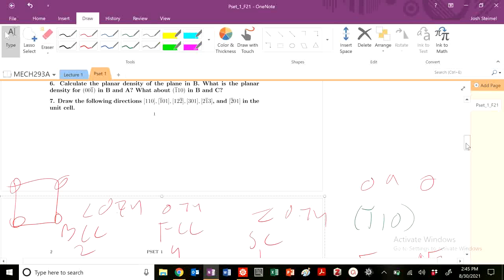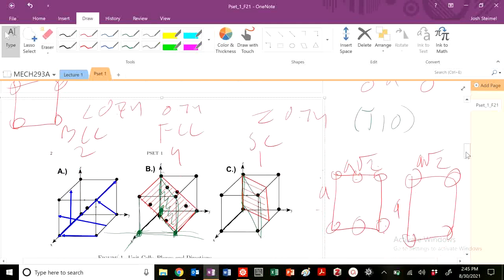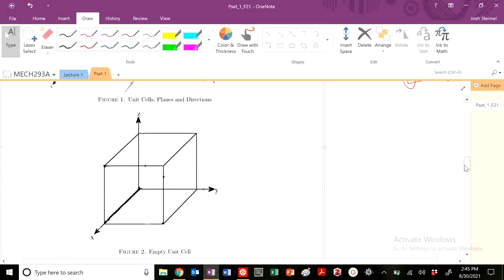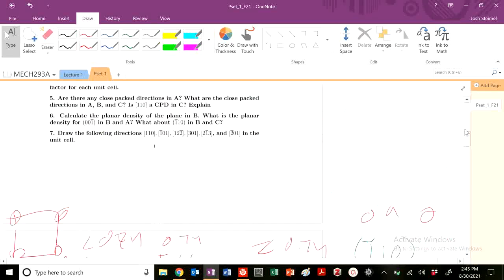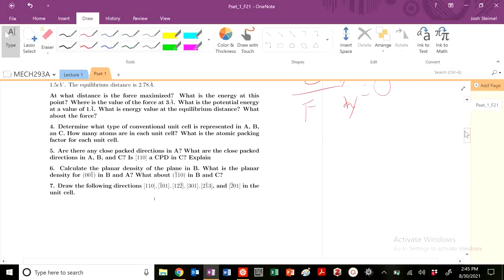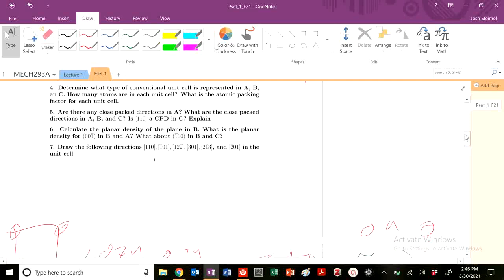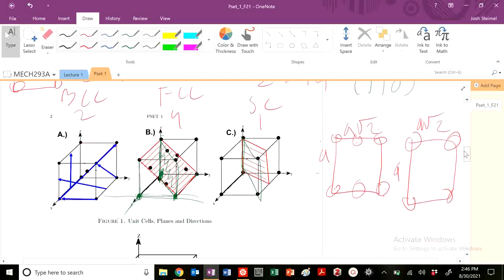Now we're asked to draw essentially the series of directions here. So the 1, 1, 0 in our empty unit cell. So let's do 1, 1, 0. So I'm going to draw that. So that's my 1, 1, 0 direction right there. So that is 1, 1, 0. I need to also draw negative 1, 0, 1. So let's go ahead and draw that. So negative 1, 0, 1.